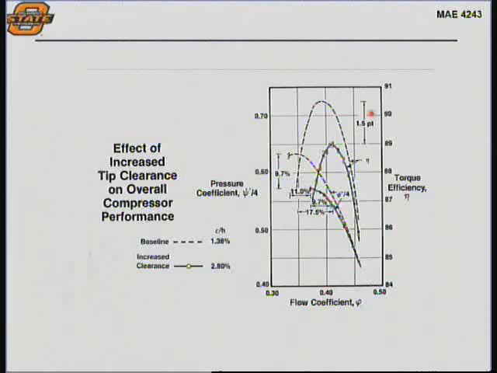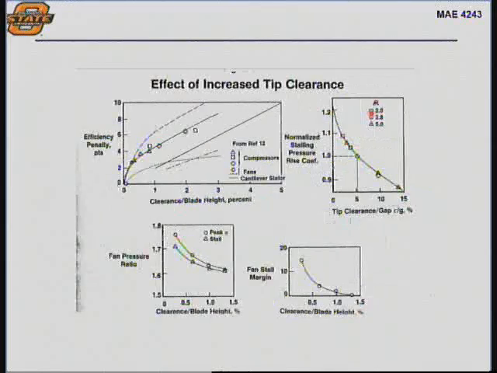That tip vortex that you see is an extremely high loss content. So that's something that's been demonstrated, and finding ways to reduce that tip loss is something that's been looked at for a while. Here's another way of showing you the effect of increased tip clearance on performance penalty. Again, it's a big deal.